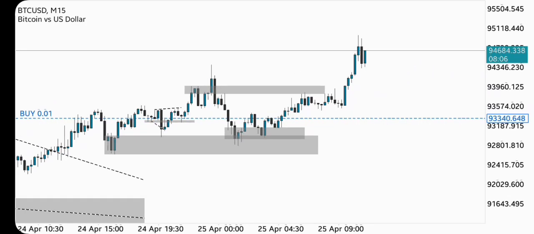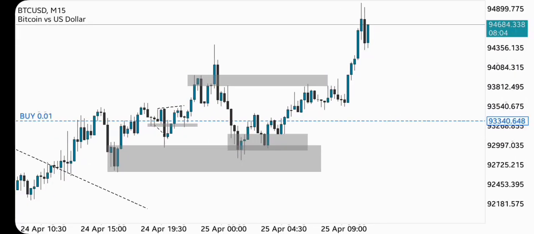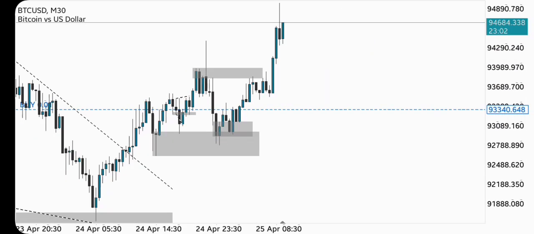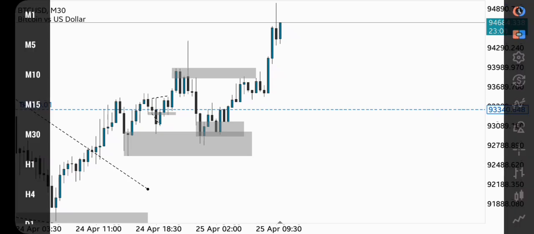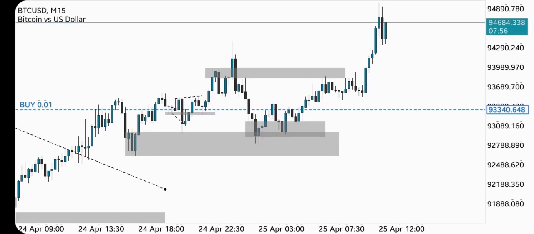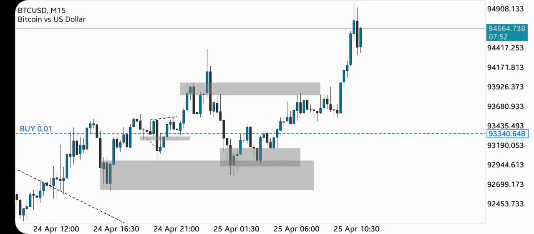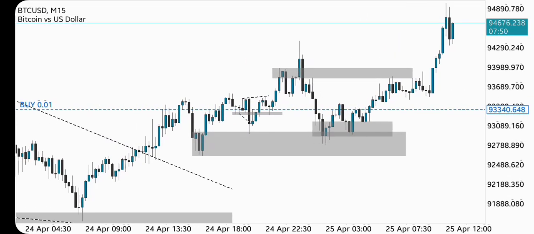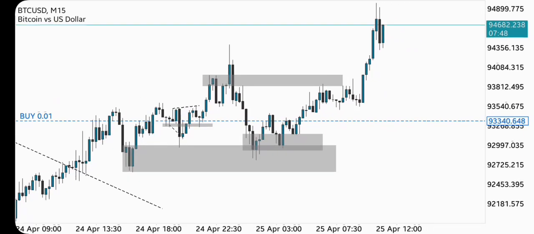I took my entry around this level. You can see the buy entry, purely using supply and demand here. So that was why I placed my entry here. So what was the reason behind this entry?